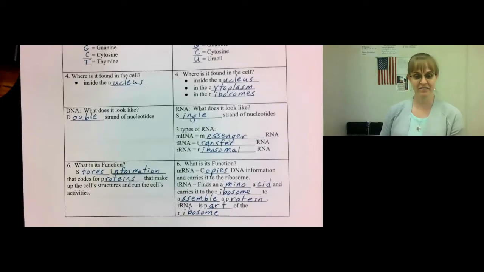The whole point of DNA is that it stores information that codes for proteins, and the proteins make up the cell structures and run the cell's activity. Proteins are what make the cell go. Most of your body is made of proteins. When it needs to make a new part, it usually makes some more proteins. When it sends a chemical message that says, all right, now start doing this, that's often a protein.